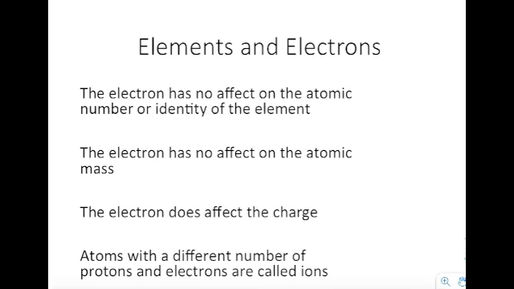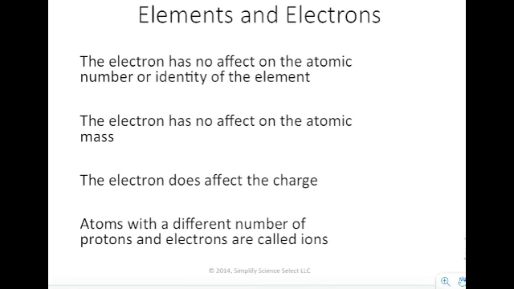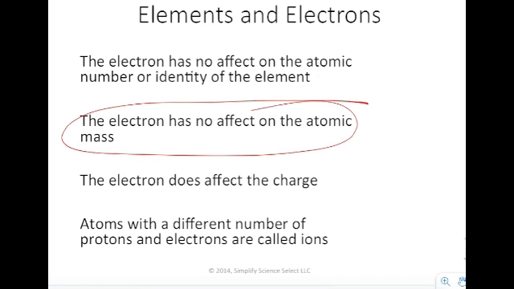All right, so elements and electrons. The electron has no effect on the atomic number or the identity of the element. The electron has no effect on the atomic mass, and that's a big one because people say, well, you're adding electrons, doesn't it add some mass? Yes, it's 1/10,000th of a proton, which is basically the same thing as a fly landing on your shoulder while you're getting your weight done, and it makes essentially no difference. The electron does affect the charge, so it can take something from a positive to a negative charge.